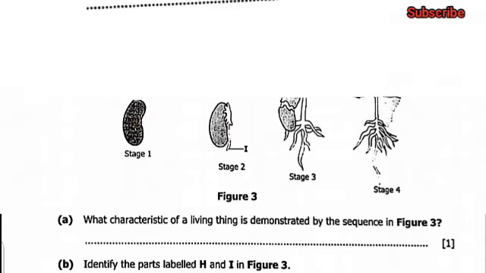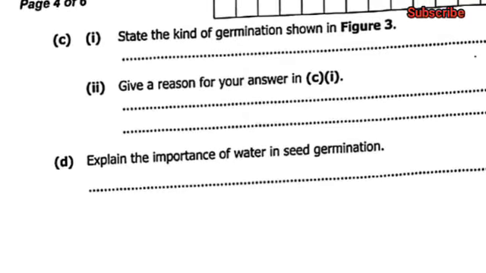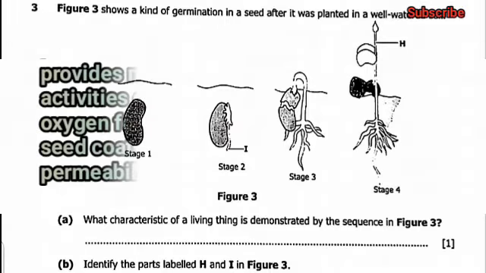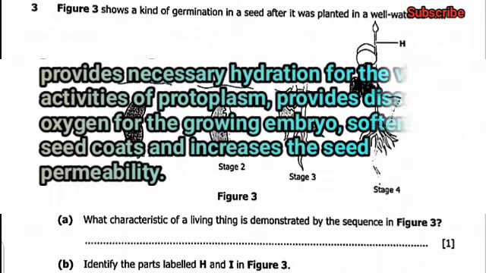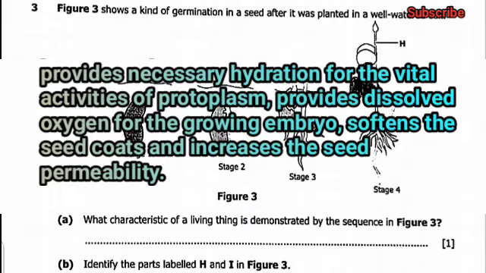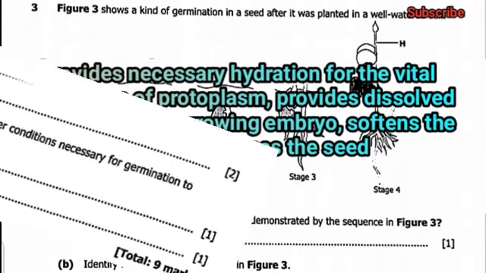Okay, C2 there. Question D, they are saying explain the importance of water in germination. Water provides necessary hydration for the vital activities of protoplasm. It also provides dissolved oxygen for the growing embryo. Apart from that, it softens the seed coat and increases the seed permeability.